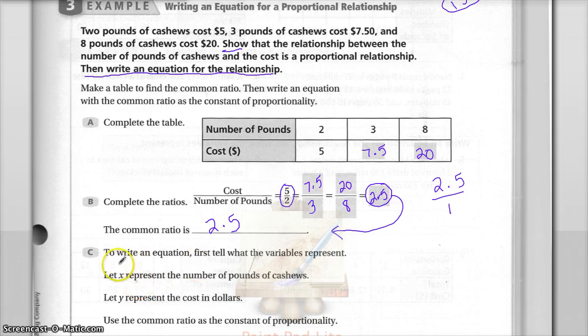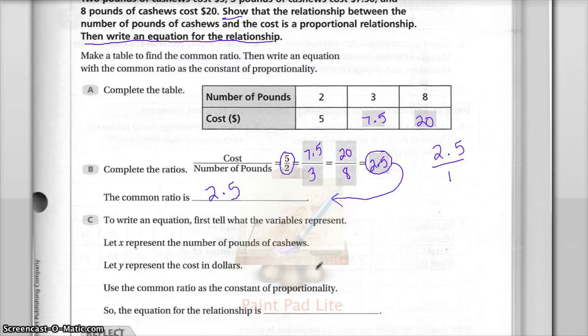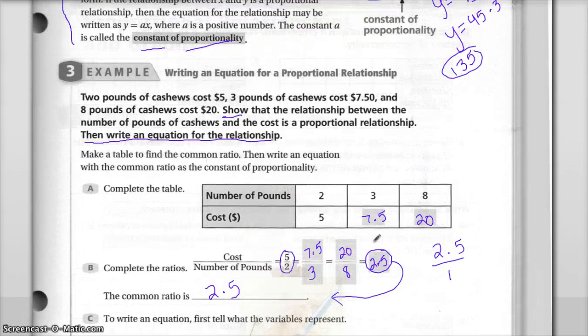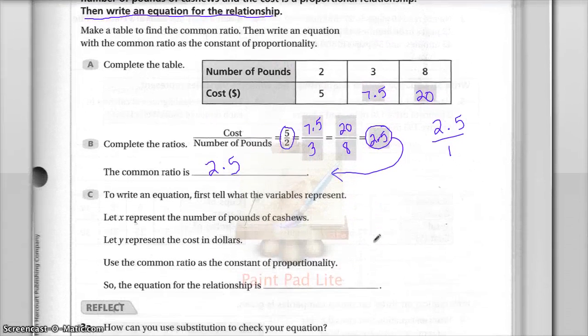Okay? Then it's asking us to write an equation. First, tell what the variables represent. So let x represent the number of pounds of cashews. When they're talking about the equation, they're talking about the y equals ax equation, so I'll write that down here again for you. Y equals ax. Then it says let x represent the number of pounds of cashews. Anytime we have a number of pounds or something going into our equation, it's going to be an x. And then y represents the cost. Y is the thing that's always going to be changing.